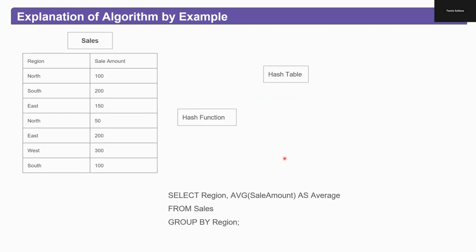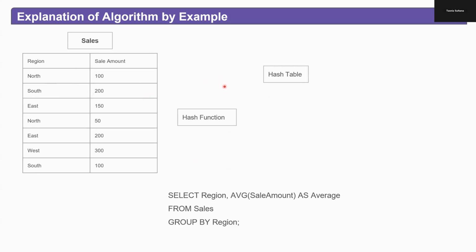Let's walk through another example with the given table and this query. The query selects the region column and calculates the average of the sale amount for each region using the average function. The result is aliased as average. The data is pulled from the sales table and the group by region clause ensures that the average is computed for each region individually. We start by using the hash table and hash function to process each row. For every row, we not only compute the hash for the region, but also two key pieces of information, the sum and the count.